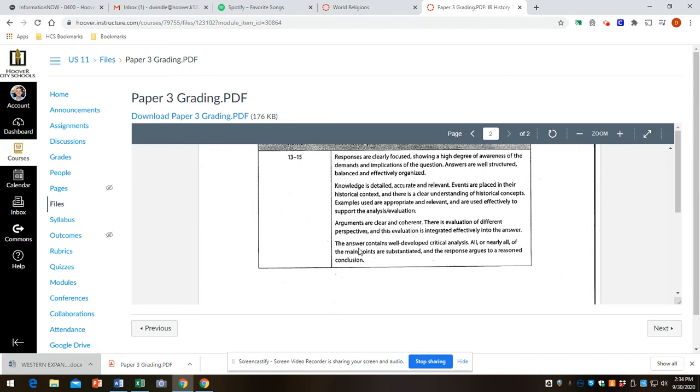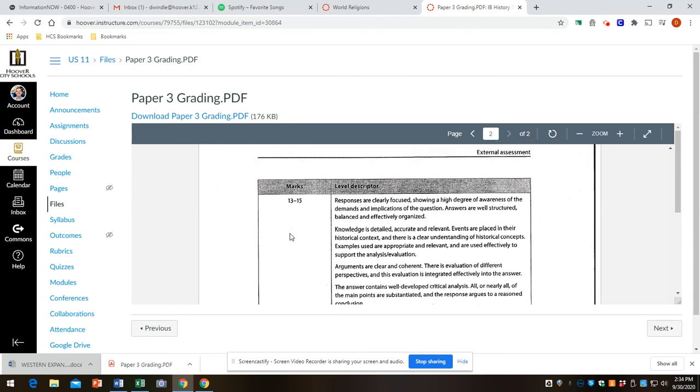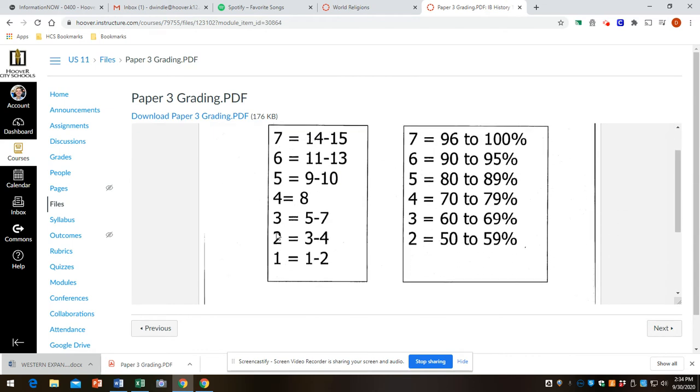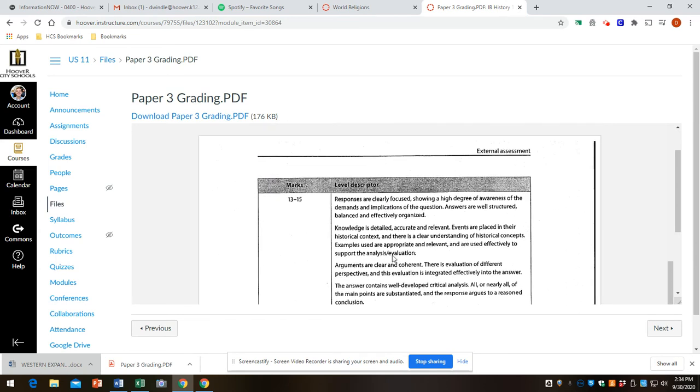The answer contains well-developed critical analysis. All or nearly all of the main points are substantiated, and the response argues to a reasoned conclusion. Okay, that's 13 to 15 marks. That's good. 14 to 15 will give you a 7. A 7 translates to a 96 to 100%. Okay, now that's a pretty high standard.